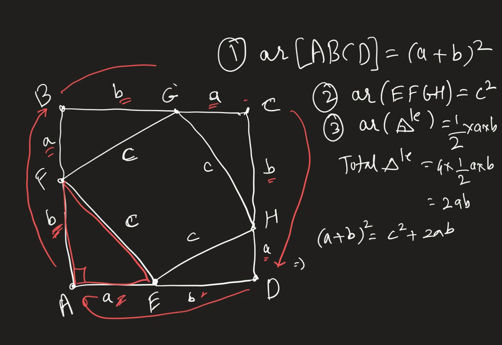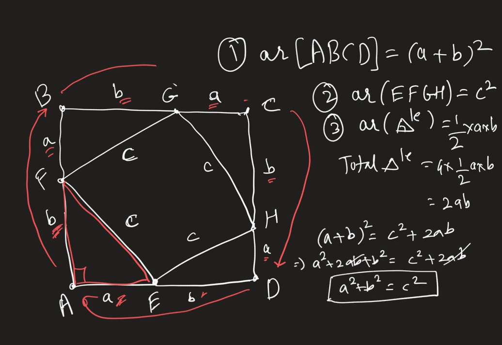We expand this, we will get A square plus 2AB plus B square is equal to C square plus 2AB. We can cancel 2AB from both sides. Then we get A square plus B square is C square, and that is our Pythagoras theorem.